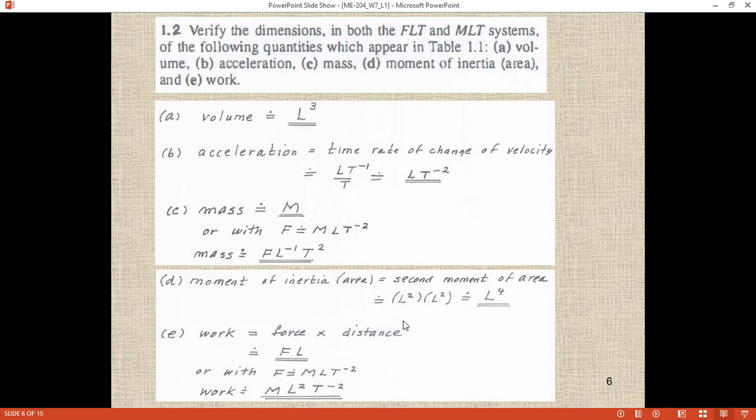Okay, so the moment of inertia is basically the 4th power of length, or area times area. So L square into L square will become L4. There is no component of mass here, so it also remains the same in both the systems.